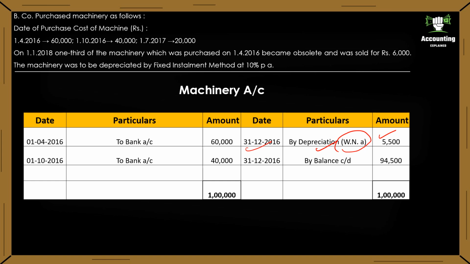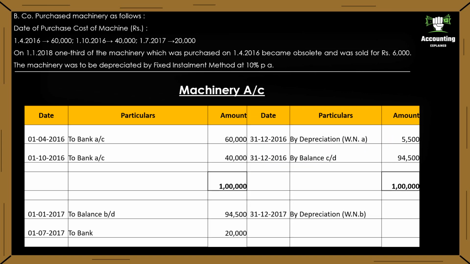Now we are going to balance both the sides. So first, on seeing, we find that the debit side is more. So we take the total of the debit side, 1 lakh, to both the sides and the balance on 31/12/2016 by balance carried down is 94,500.